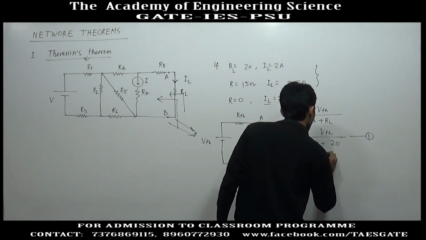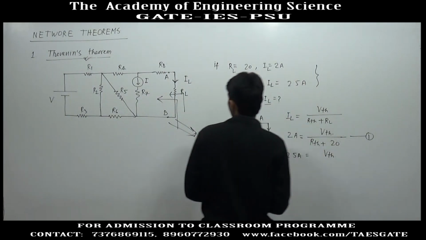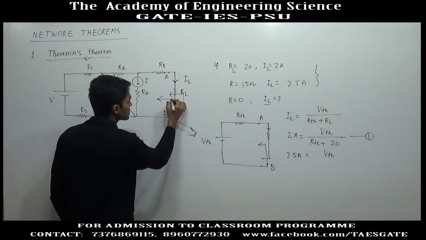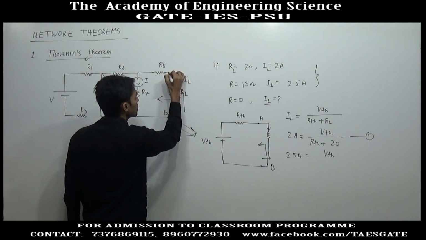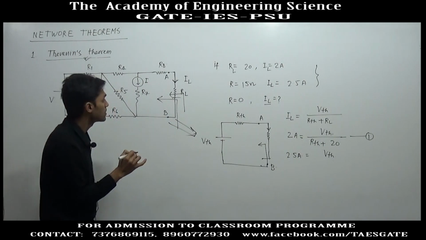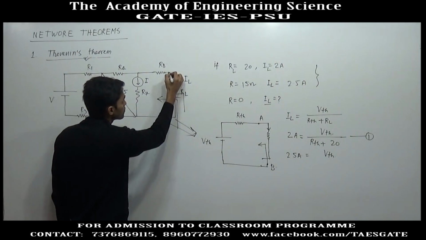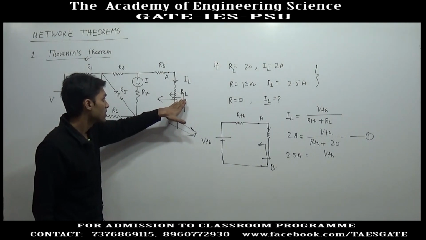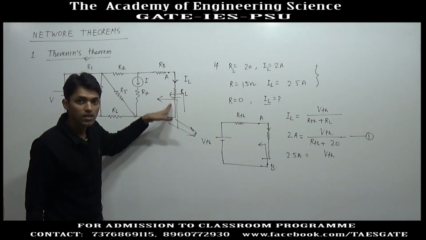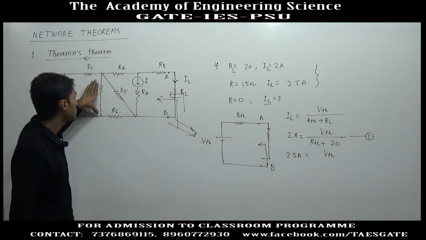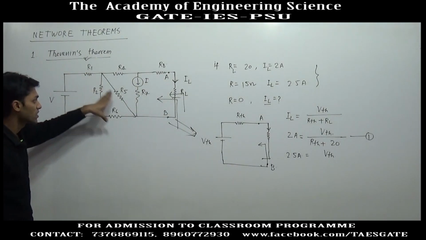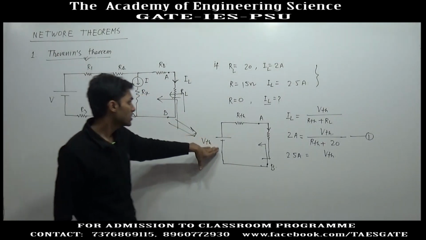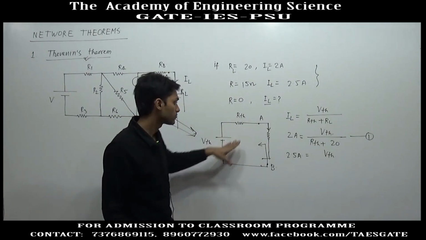This is equal to, I am using the same VTH because only this resistance was changed. I am applying Thevenin equivalent theorem left to the point of A and B. There was a change which occurred right to the point of A and B. The whole circuit remained unchanged left to the point A and B. So, the VTH and RTH will not change.